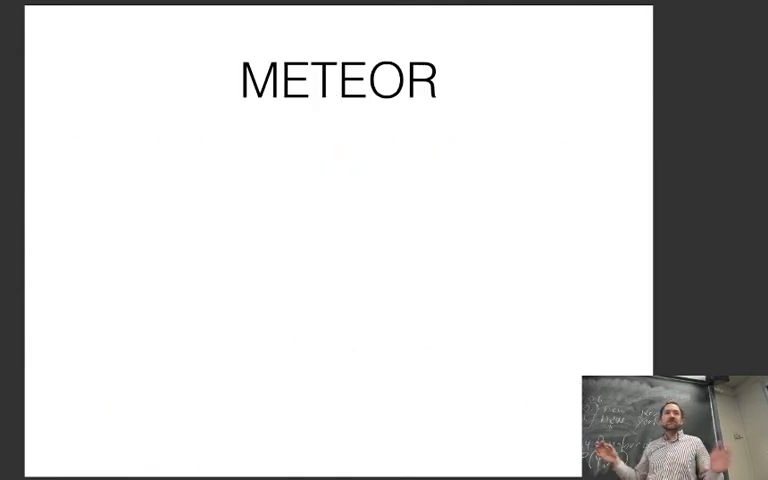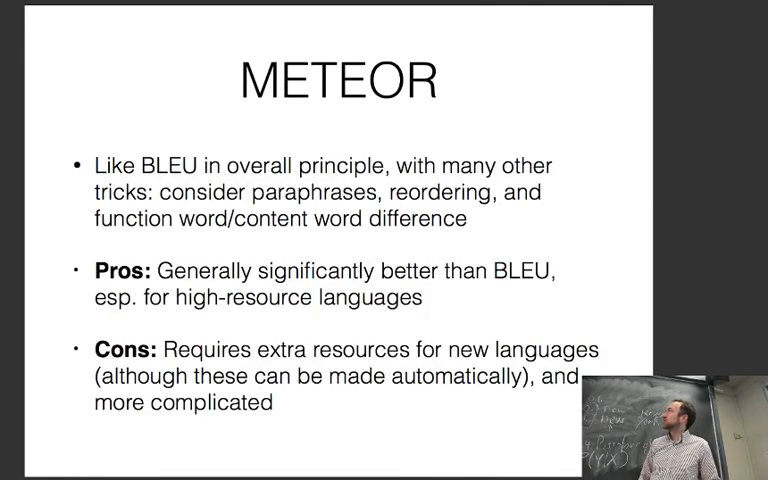There's a bunch of methods that have been proposed to fix this problem. One is Meteor. This was made here at CMU, and it's maybe the second most common one. Basically, it works on the same overall principle as BLEU of comparing with a reference, but it has a whole bunch of tricks implemented in it. So it considers paraphrases. If you get words that mean the same thing with slightly different wording, it can consider that. It does reordering, and it does function word and content word distinctions.